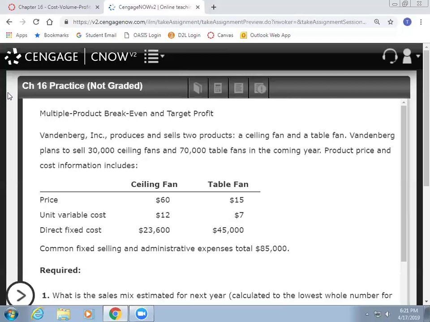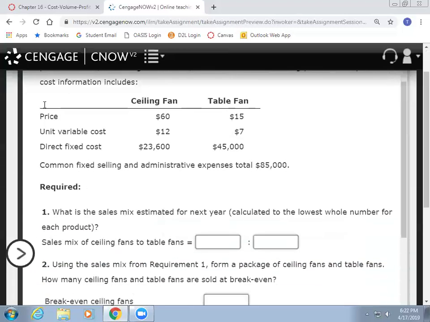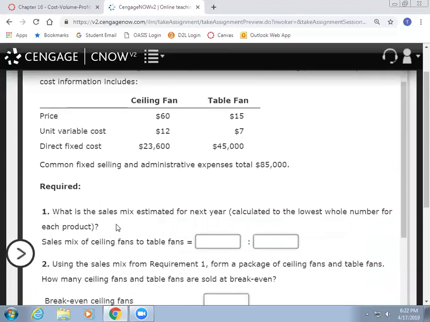Okay, so this is a little different situation because we're dealing with a sales mix. When we're looking at this, we just have some different calculations. So I thought we would do this one for sure. So the first one, number 1, says, what is the sales mix estimated for next year? When you're doing the sales mix, you're just looking at the selling ratio of ceiling fans versus table fans. So we're going to start with that.